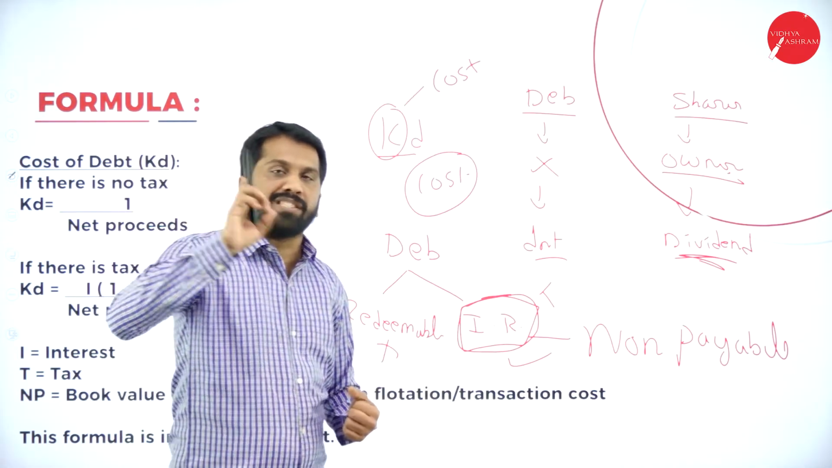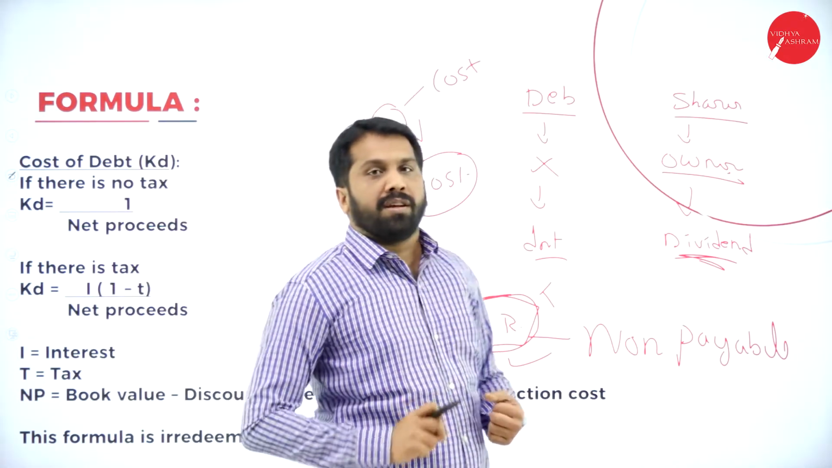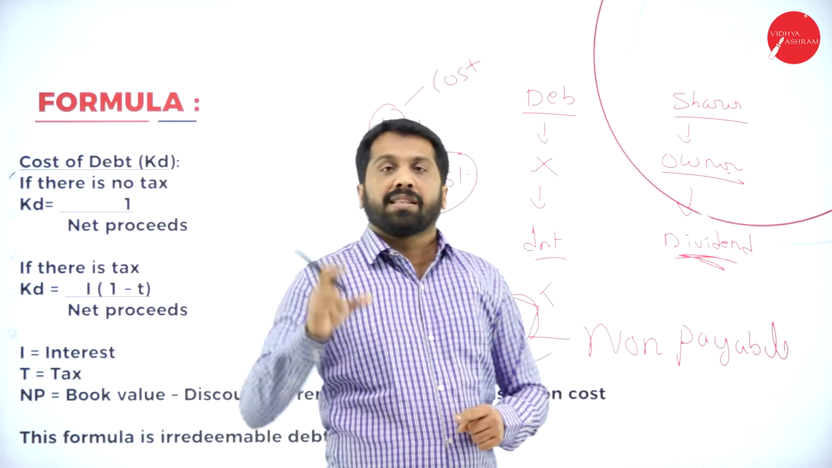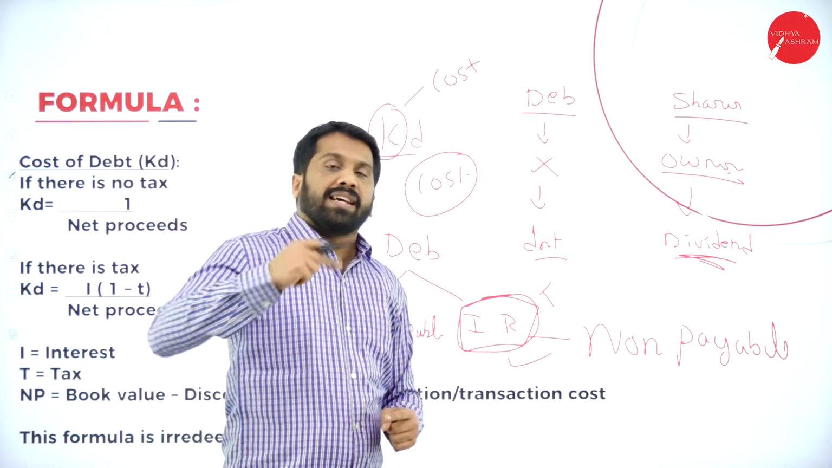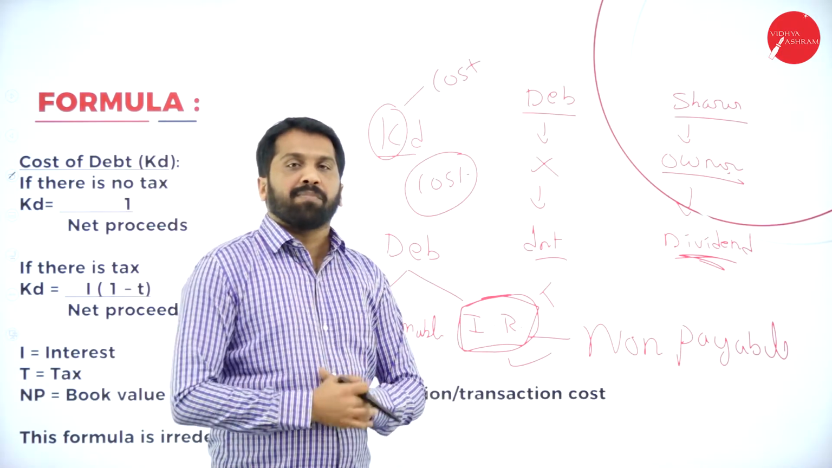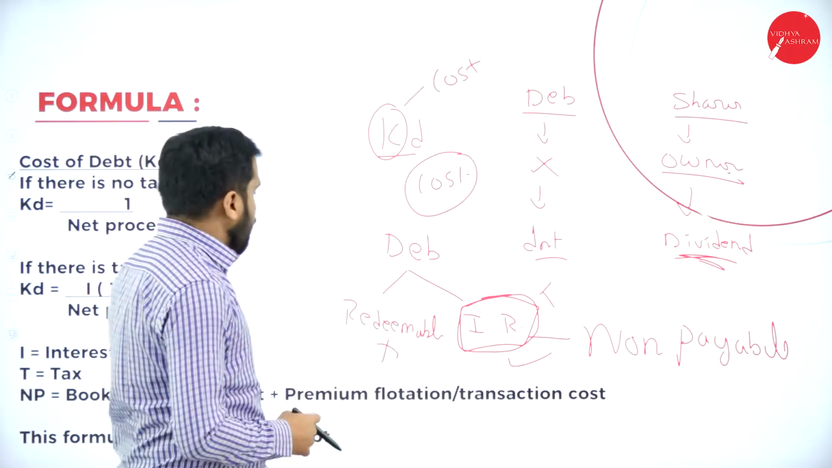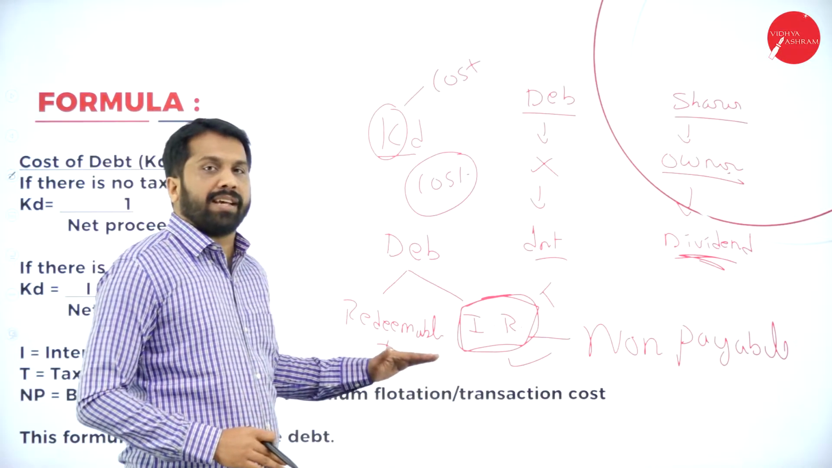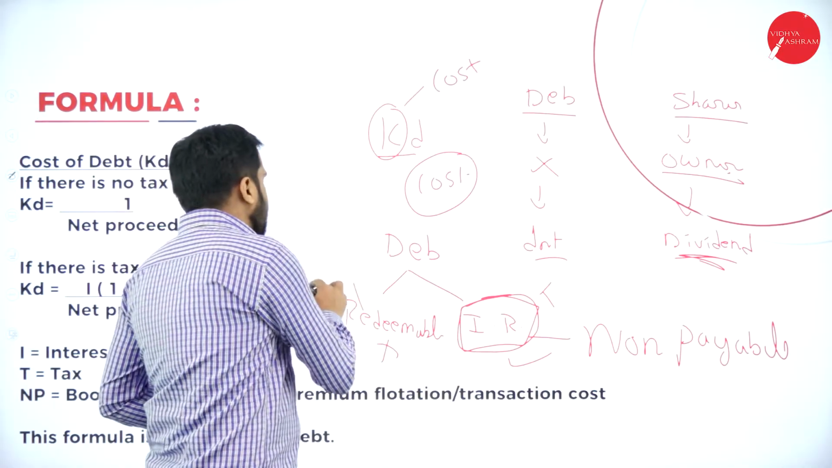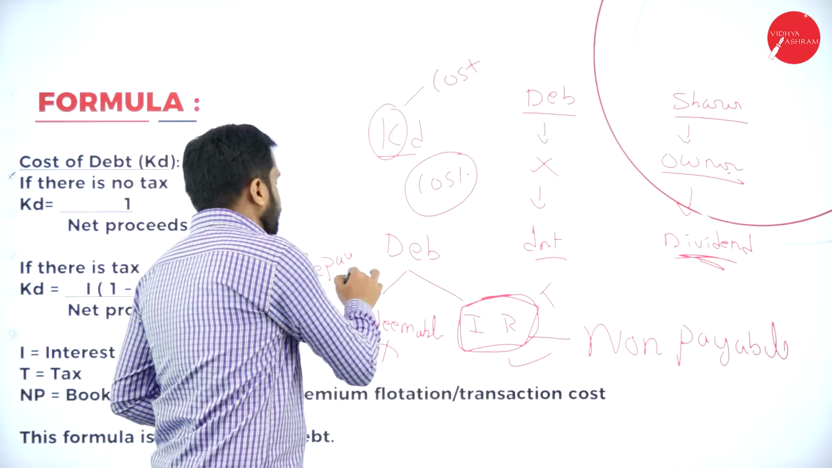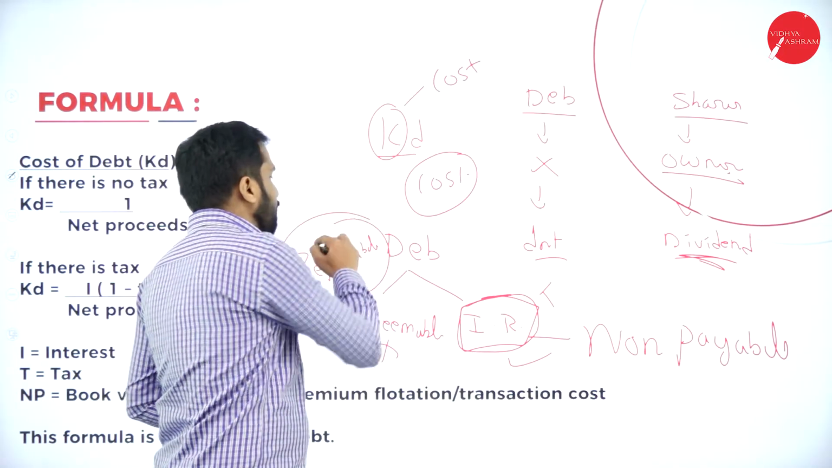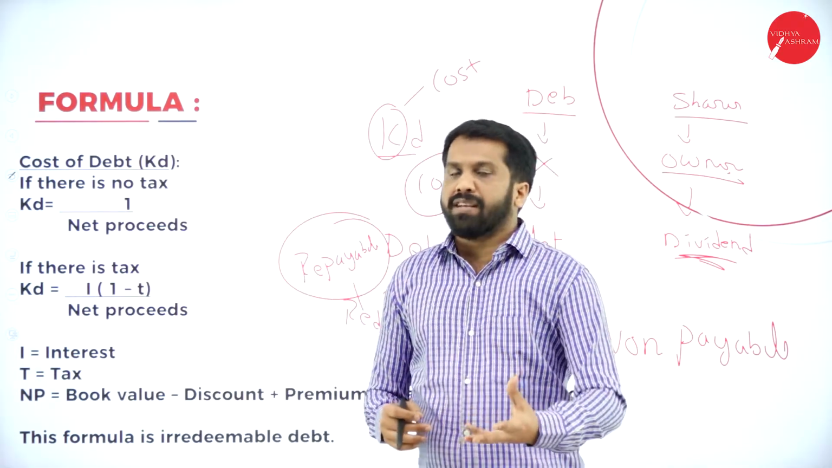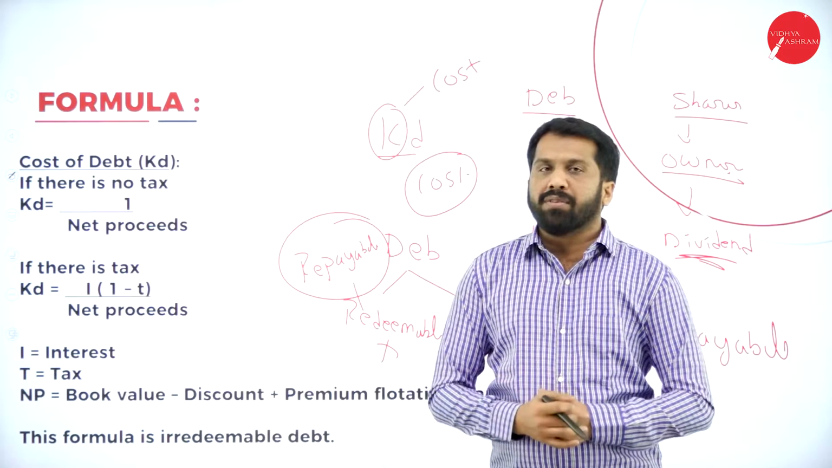Your format, your formula will be very small for irredeemable. If it is redeemable, repayable, the formula will be bigger. In the next session, we'll go with the redeemable problems. Redeemable will come later. Redeemable means repayable. After 5 years, after 8 years, you will repay whatever amount was collected.